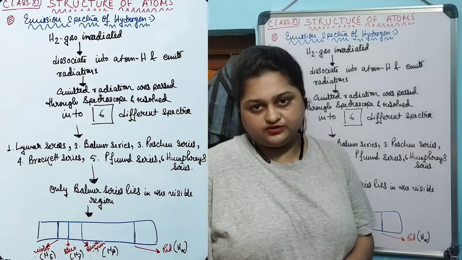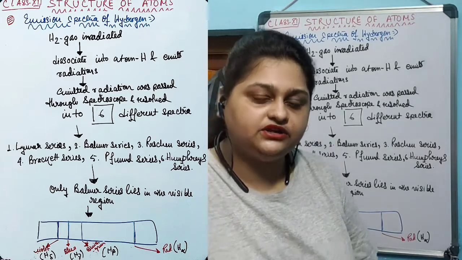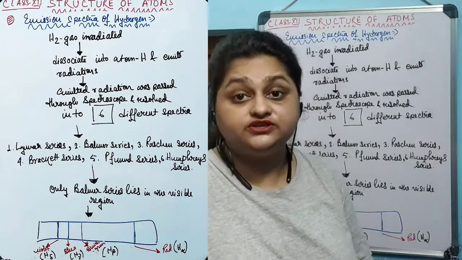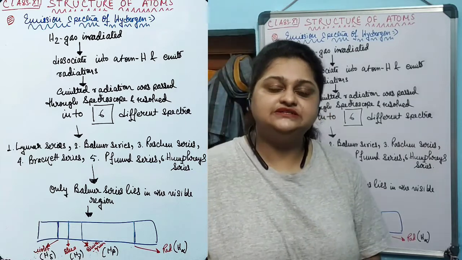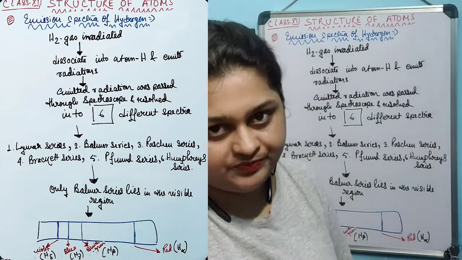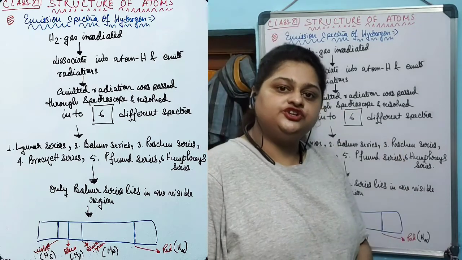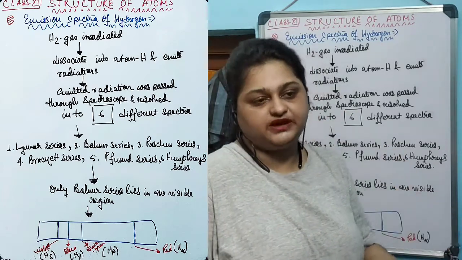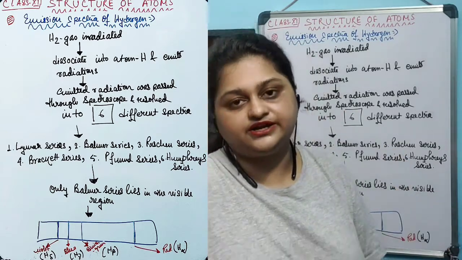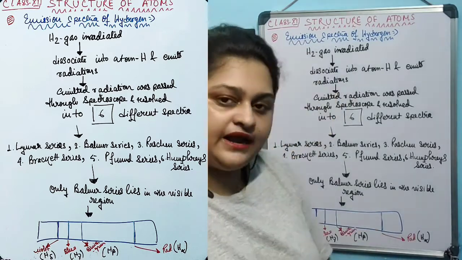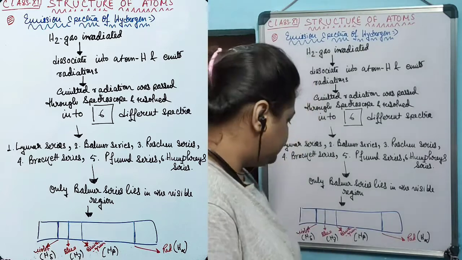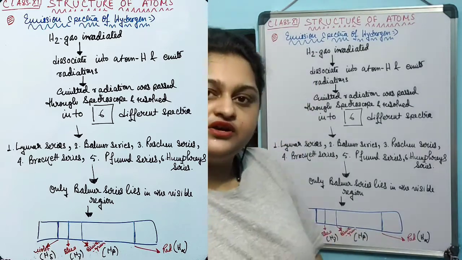When a bubble of hydrogen gas is irradiated, the gas inside the bubble dissociates into atoms of hydrogen, and the atoms of hydrogen start to emit radiation. When this emitted radiation is passed through a spectroscope, the spectroscope resolves that radiation and forms a spectrum like this one, an emission spectrum which consists of pure lines.